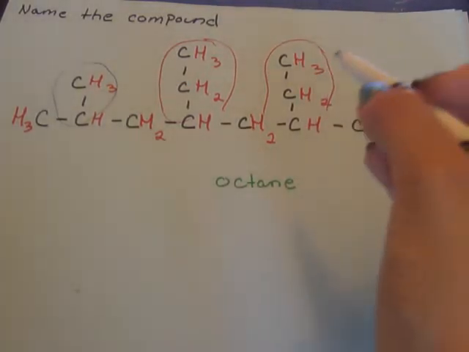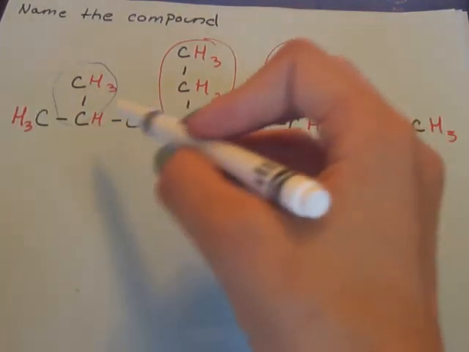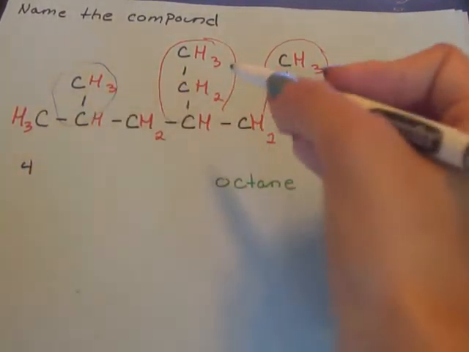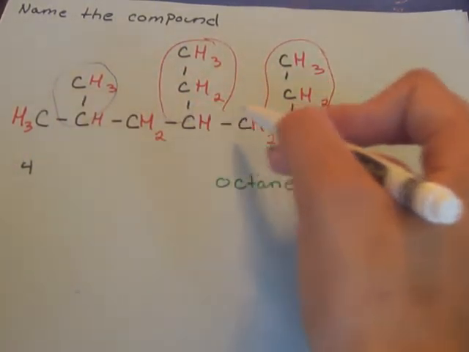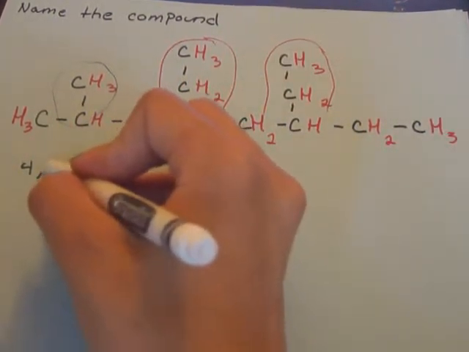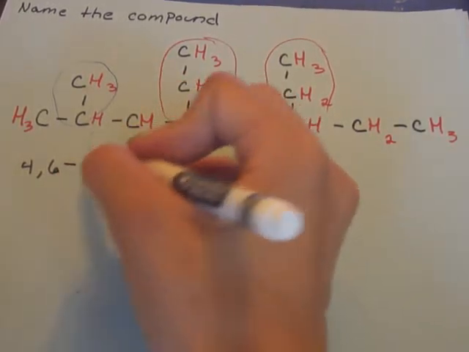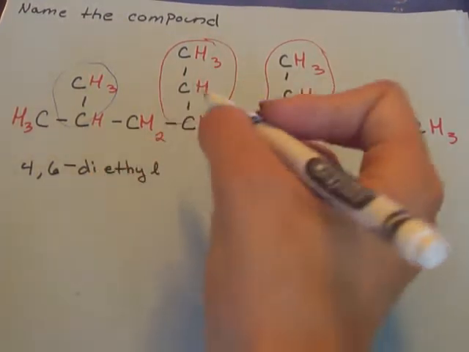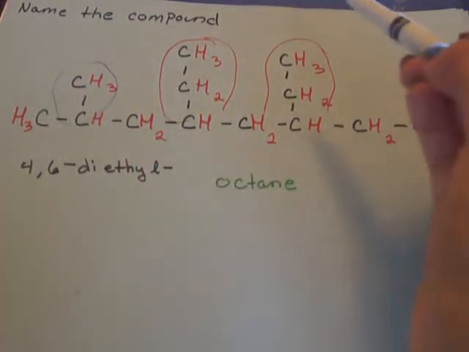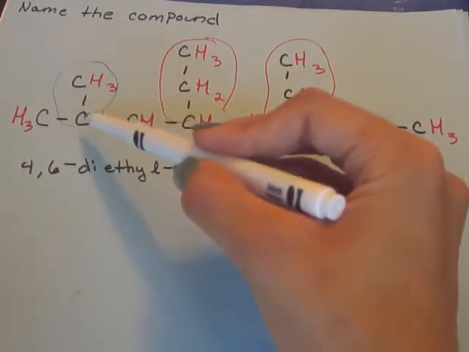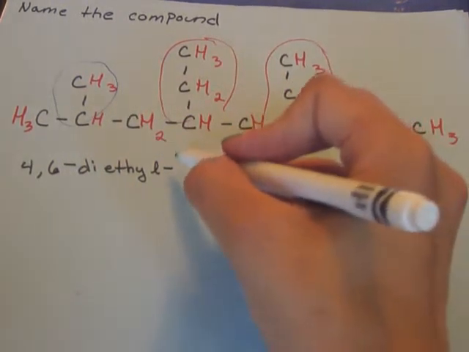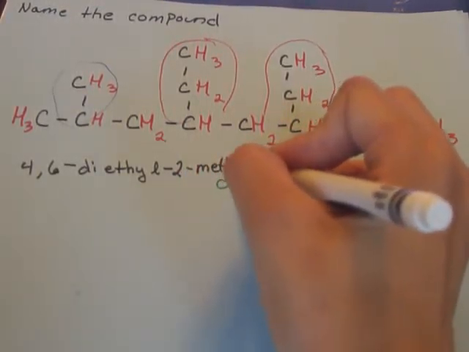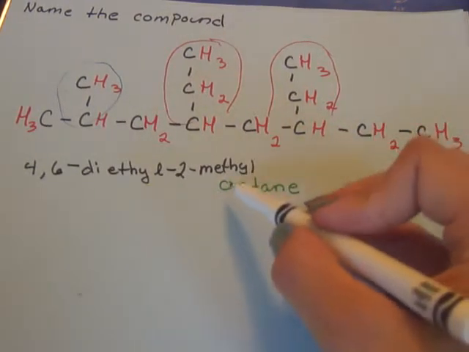So we can start by counting from this side, so it would be 1, 2, 3, 4. So we would have 4, and then we have another one at 6. It's 1, 2, 3, 4, 5, 6. So it would be 4, 6, and then dash diethyl, because there's 2. And then we have a dash, and then we have at carbon number 2, the methyl group. So we would put 2 dash methyl. And then, of course, the octane would go connected to this one.